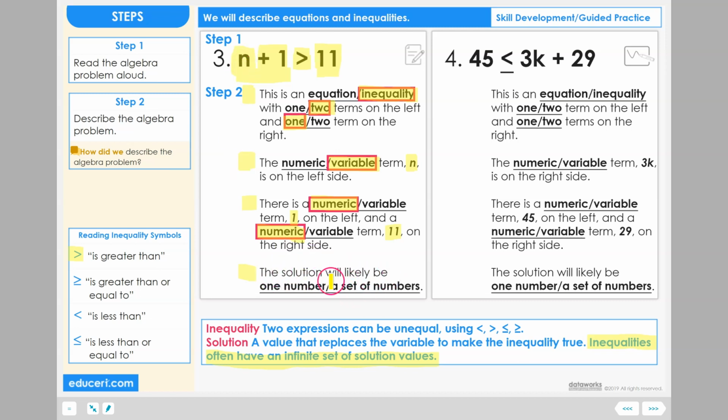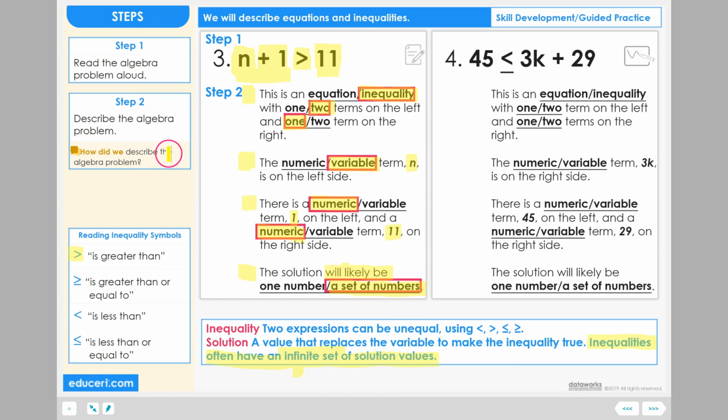So the solution will likely not be one number. It's absolutely not one number. It is a set of numbers, and even bigger than that, it's an infinite set of numbers. So I'm going to go ahead and select a set of numbers, and we are correct. Let's read the fourth description. The solution to this inequality will likely be a set of numbers. We could even get rid of "will likely be" and just say "is." The solution is a set of numbers, an infinite set.